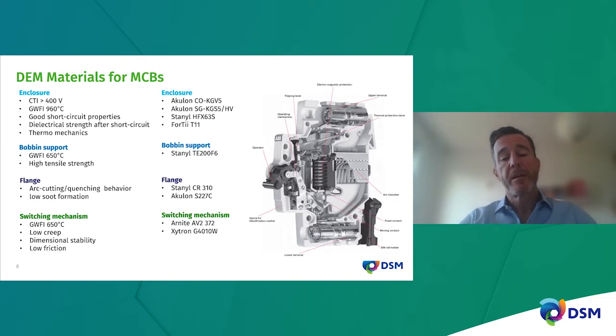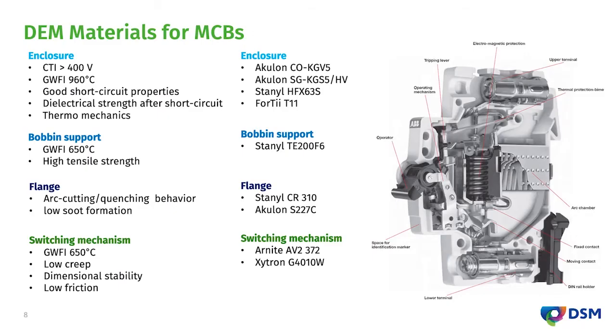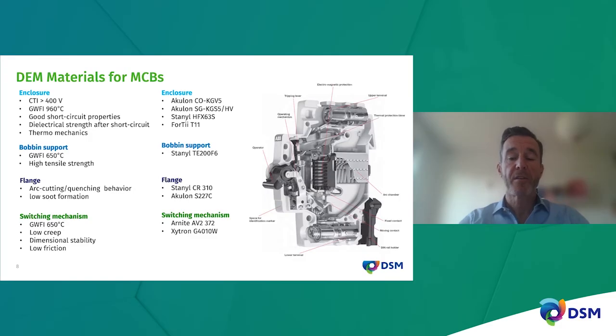If you look at the MCB internals, there are various functionalities which all have their typical requirements. On the left-hand side, you see that for the enclosure, of course, you need a certain electrical performance, a certain flammability performance, and of course, a certain mechanical performance. The bobbin support. The bobbin is the system that initiates the short circuit operation. One needs a high tensile strength and high impact performance.